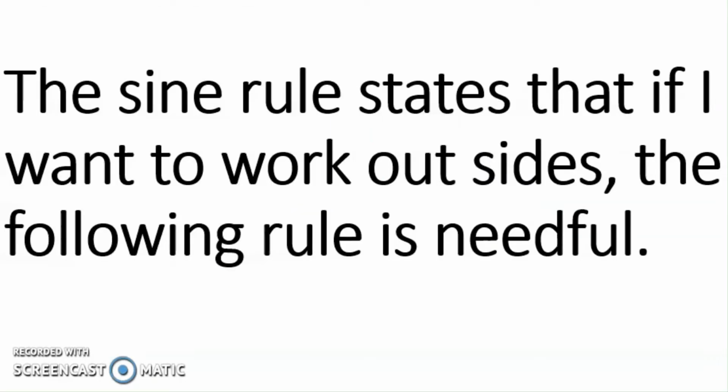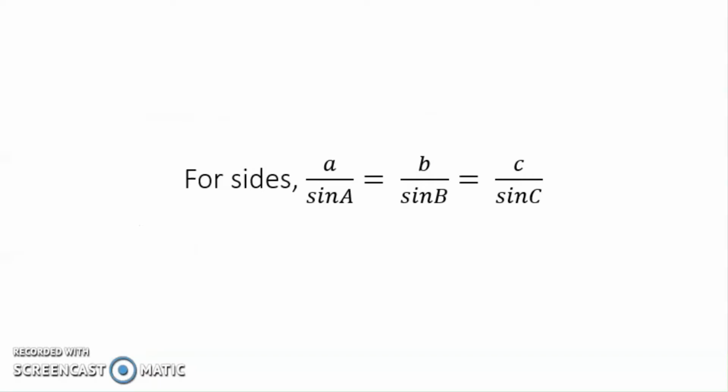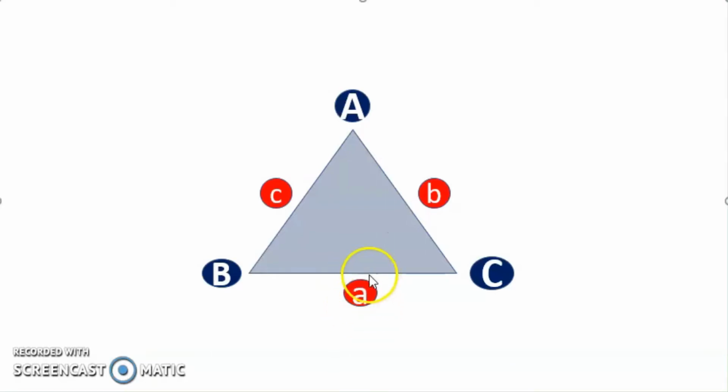The sine rule states that if I want to work out the sides, the following rule is needful. a over sine A must be equal to b over sine B, and it must also be equal to c over sine C. This means that small letter a all over the angle of A must be equal to the side of B, which is small letter b, over the angle of B. It must also be equal to the side of C, that's small letter c, over the angle of C.